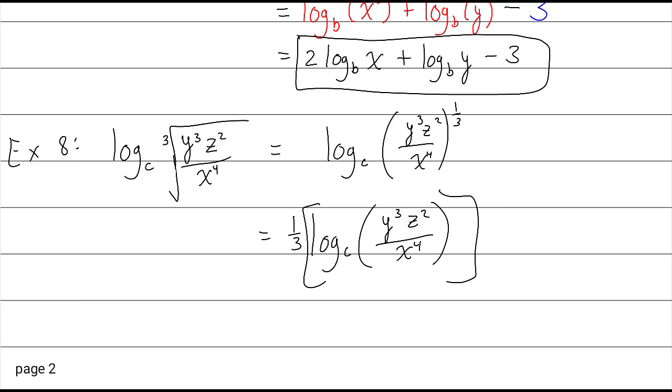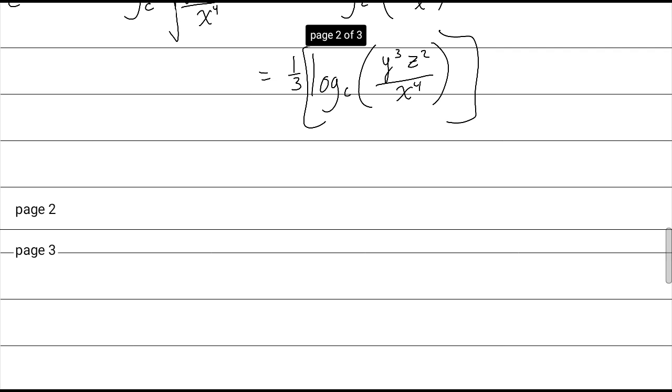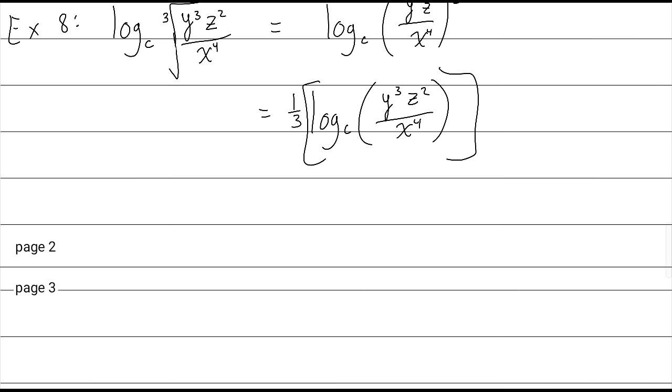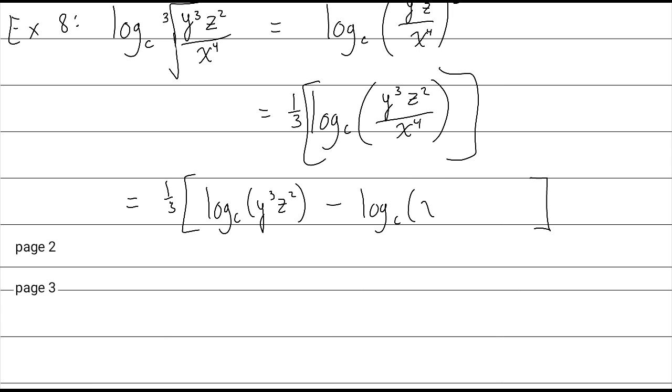All right, so let's work with it. Let me give myself some more room here. So 1/3 times, give myself some room to work. Just like the last problem, I see a quotient, so I'm going to do subtraction. Log base c of y cubed z squared minus log base c of x to the fourth.